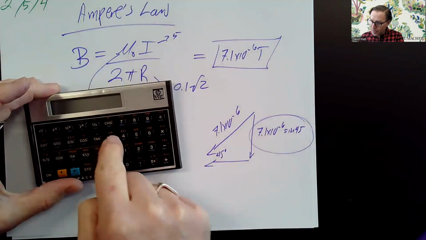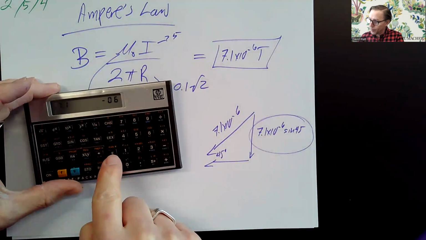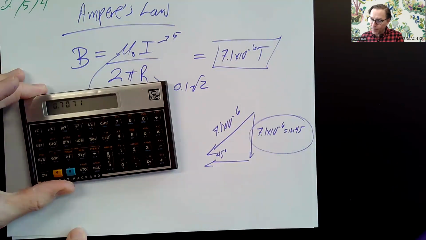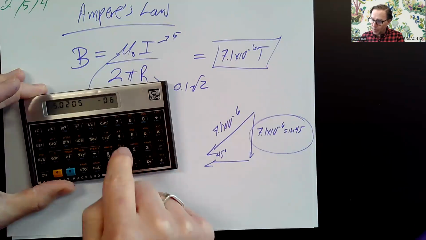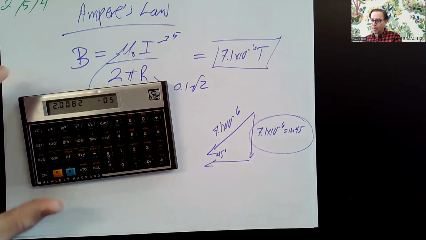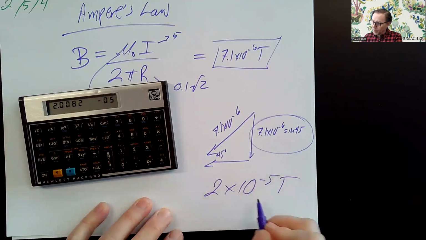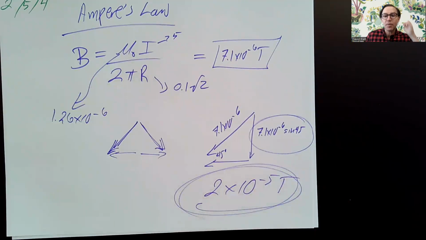7.1 times 10 to the negative 6th. And then I'm going to multiply by sine 45. And then I'm going to multiply by 4. And that should be my answer. 2 times 10 to the negative 5th. So that was our first example problem.